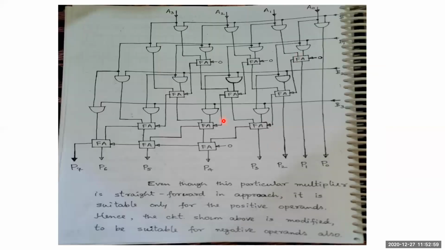So the next one is the Baugh-Wooley multiplier. The difference between this one and the previous Braun multiplier is that inverters have been used. Why are we trying to use an inverter?